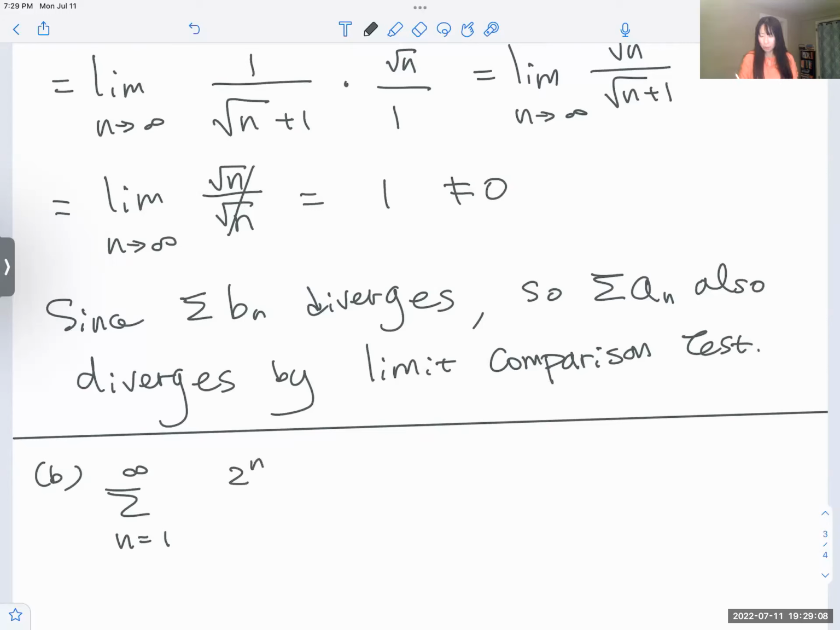We have 2 to the n power plus 1 over 3 to the n power. Now we said that this is A sub n. We want to create B sub n. It does not have to be greater than A sub n. So what do you get for this one? What do you think? How can we create it?